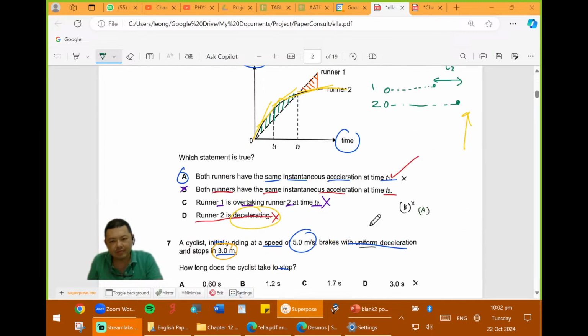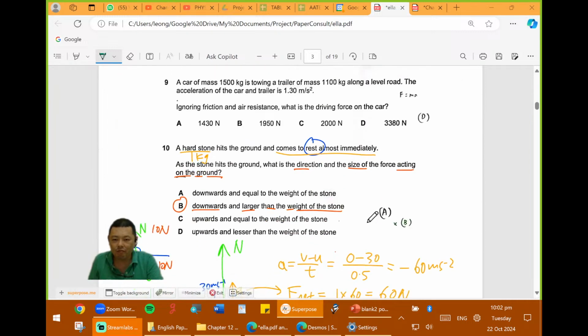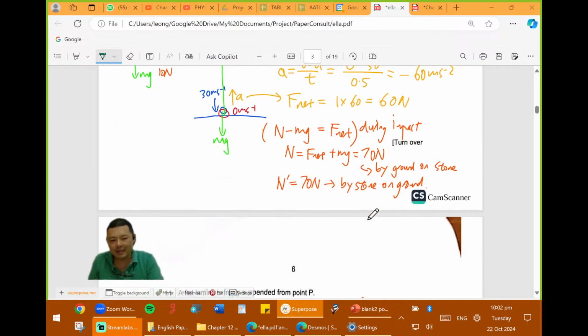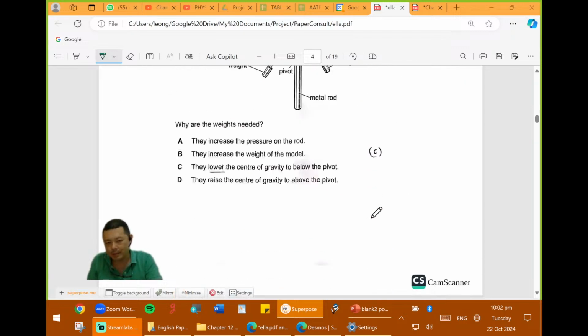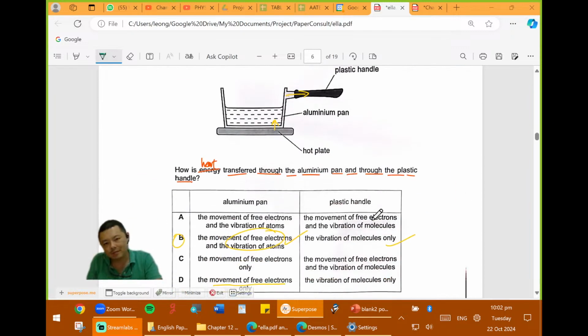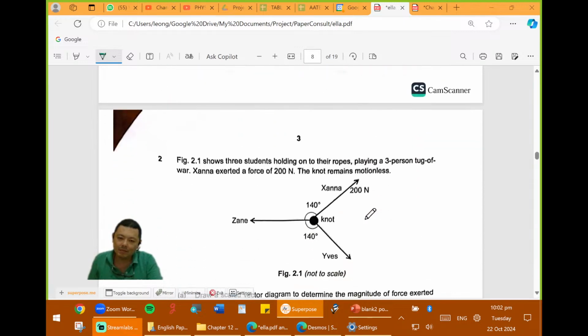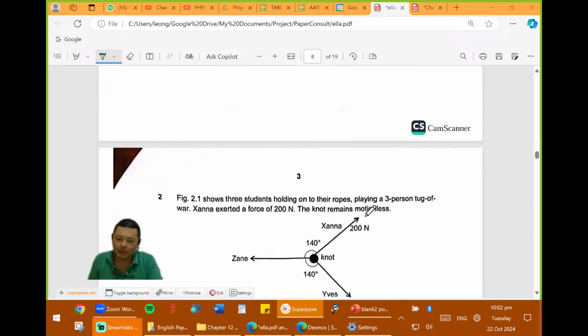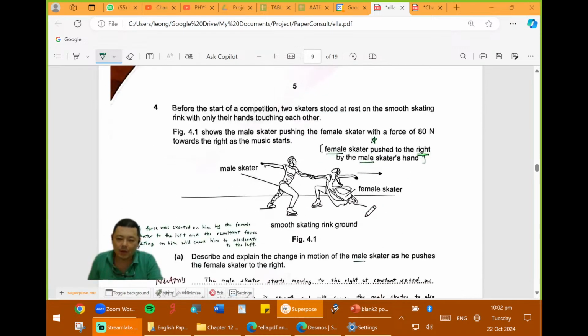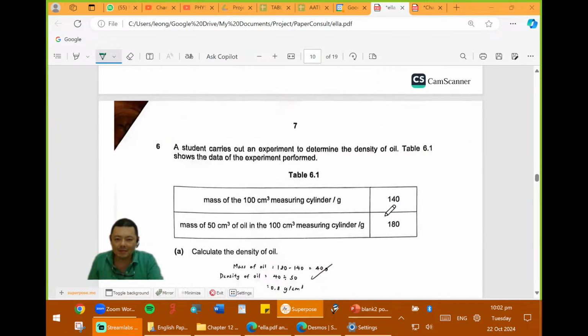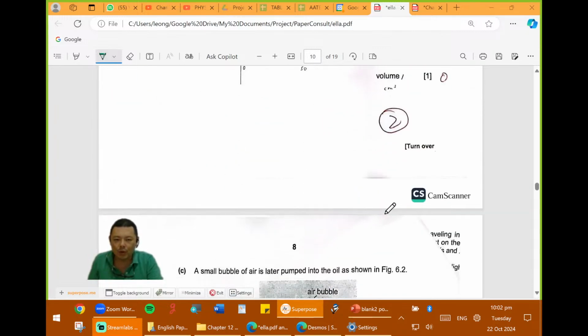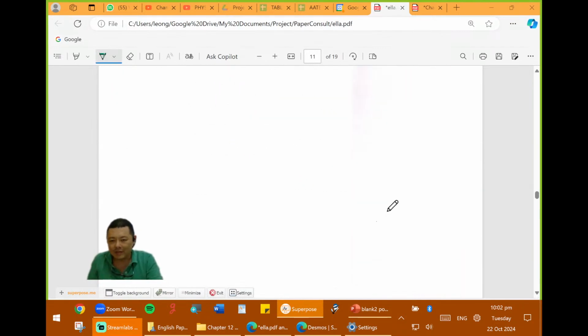Did your teacher tell you anything about this paper? Like, did he say that this is a difficult paper or an easy paper? Did he tell you what kind of paper it was? No, these are all O level questions. Almost all O level questions. He picked out all the difficult ones.